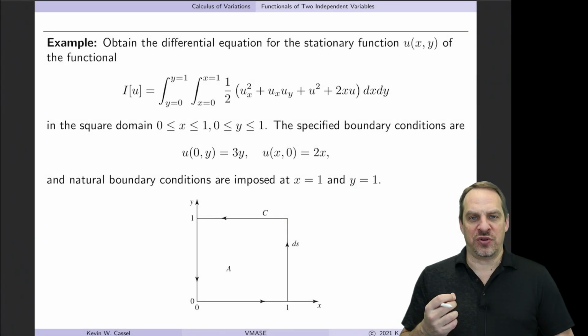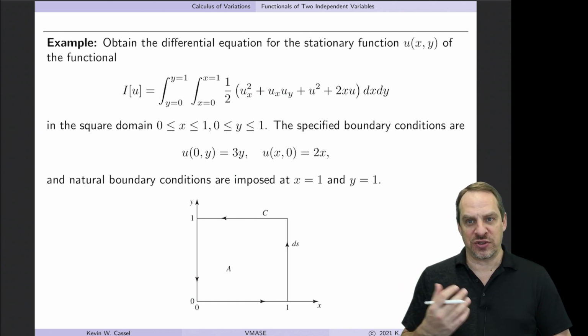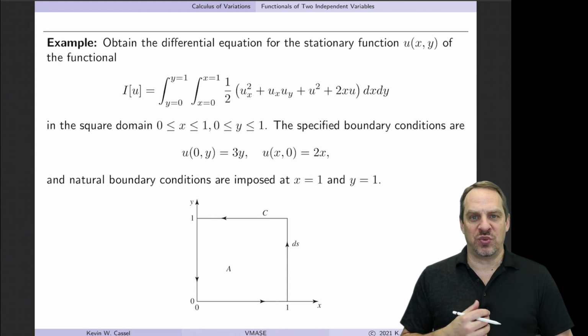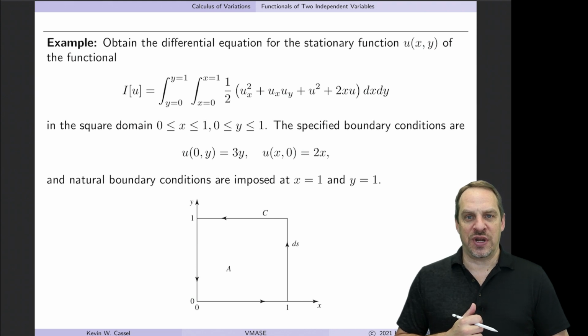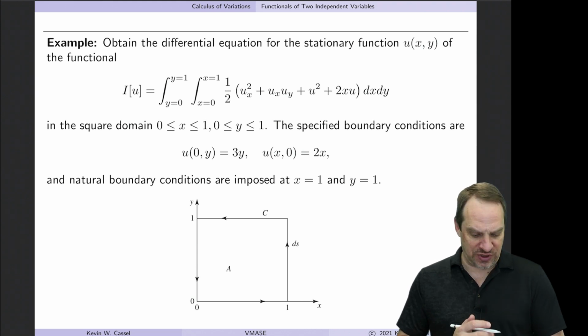In the previous video, we derived the Euler equation for a functional with two independent variables. So this is now a two-dimensional case, and we can see natural extensions to 3D as well. And we saw the Euler equation results in a partial differential equation. So in this video, we're going to do an example to illustrate how this works in this specific example.